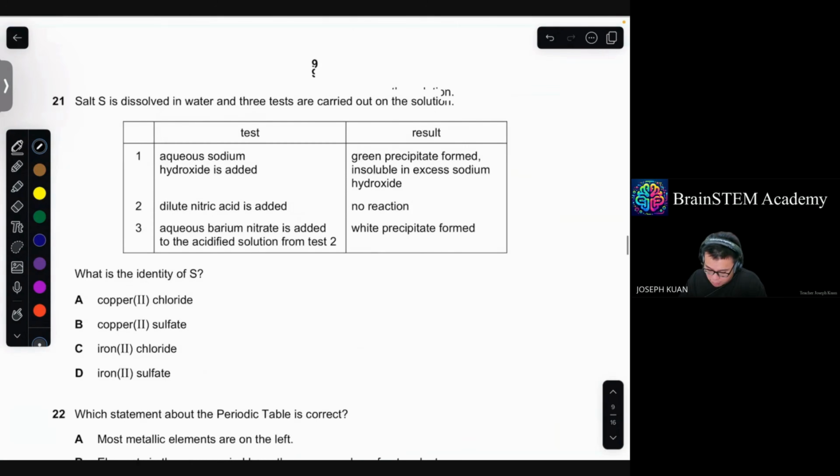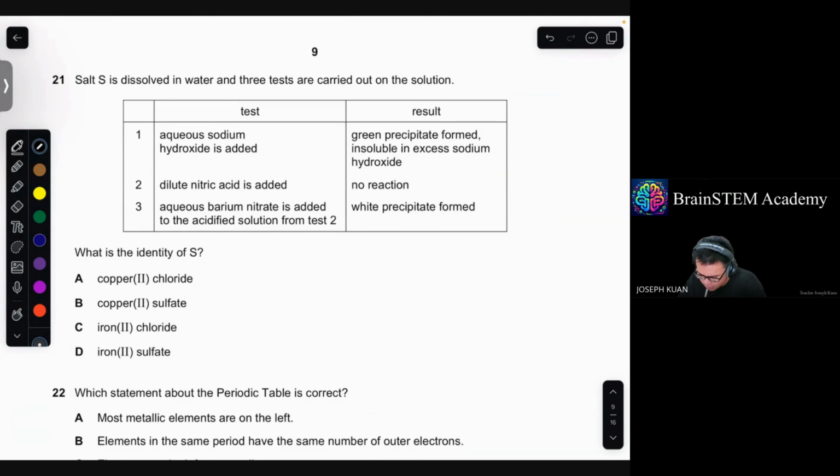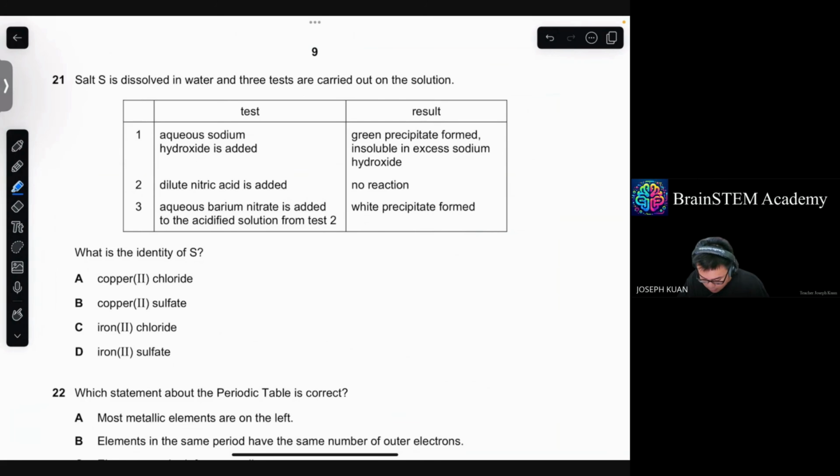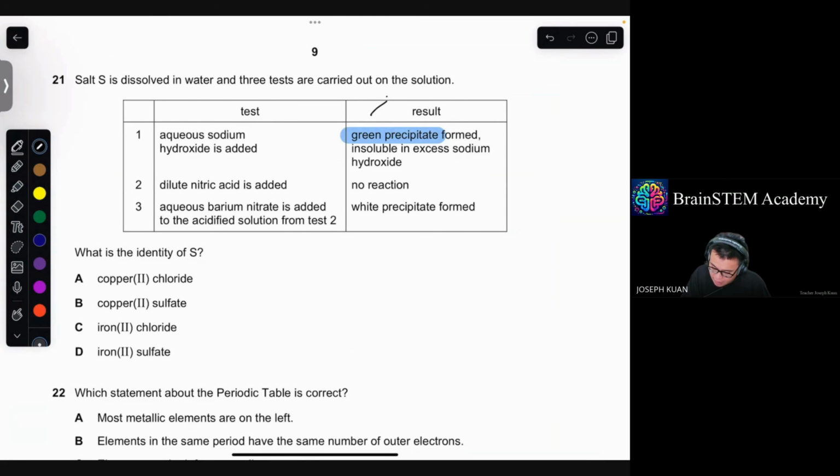All right, moving on to number 21. Salt S is dissolved in water, and 3 tests are carried out on the solution. 1. Aqueous sodium hydroxide is added. You form a green precipitate, which is insoluble in excess sodium hydroxide. When you see the words green precipitate, you should think of either iron 2 ion or a chromium ion. So in the answer options A and B, you can eliminate these answer options.